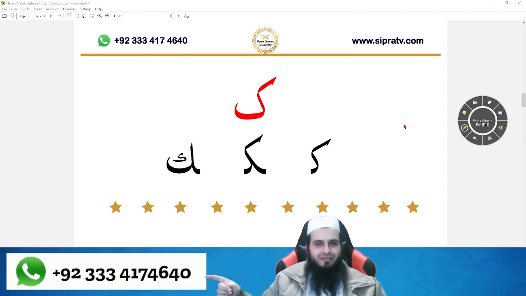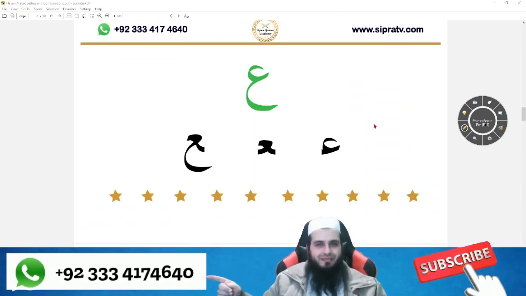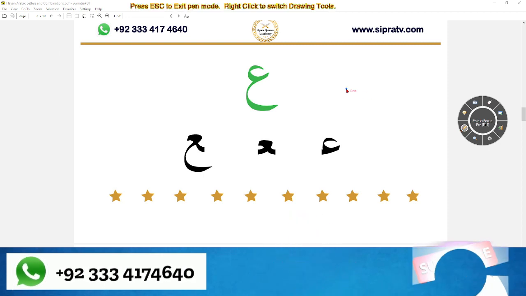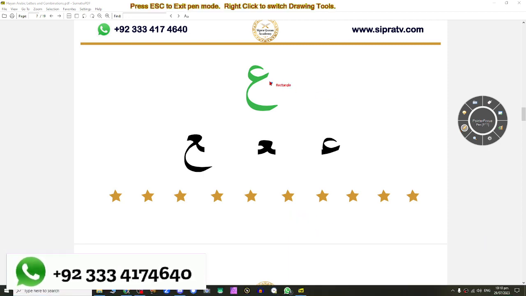Good job. All right. This is the letter Ain. Okay, if Ain comes in the beginning of a word, it will be in this shape. You have to remember this shape. Are you getting my point, Taha? Yeah. So this is the shape which will be written in this form when it comes in the beginning of a word.